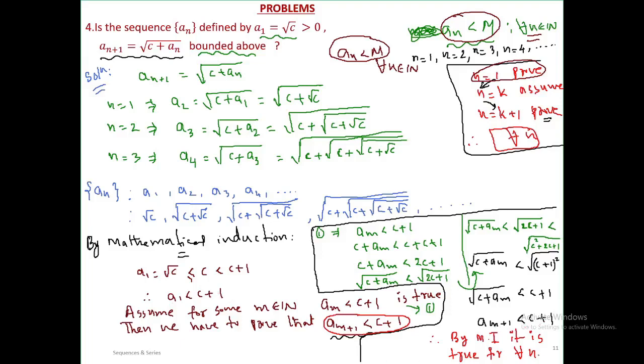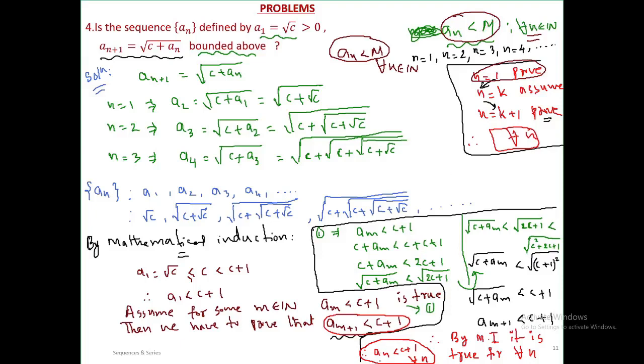Therefore for all n, a_n is less than C plus 1. So this is the final statement. Therefore the given sequence is bounded above. So a_n is less than C plus 1. So here my capital M is C plus 1 indirectly. That too I needed to prove here. Look at the top right: I need to prove a_n is less than some M. Then I can say that the sequence is bounded above.